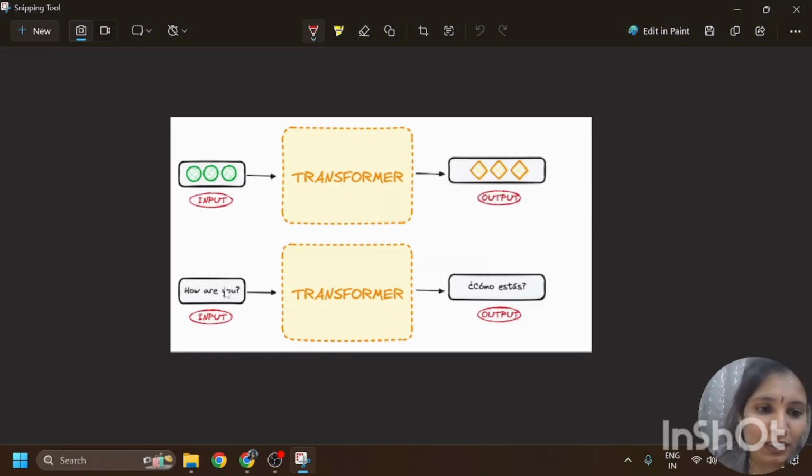I'm going to pass the input "how are you" into the transformer, and it will translate this "how are you" into "cómo estás". This is the Spanish for how are you. So if you use a transformer for translation, it works like this: you pass "how are you" as input into the transformer, and it gives you the output "cómo estás".